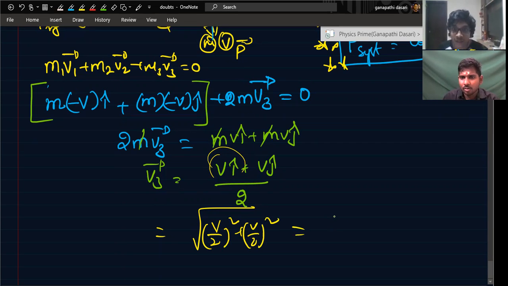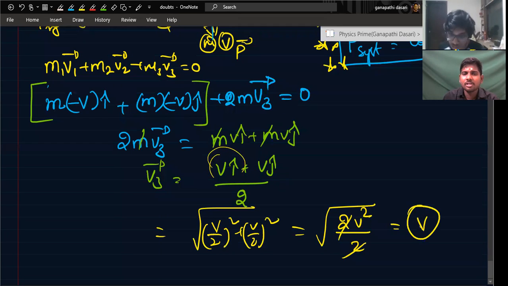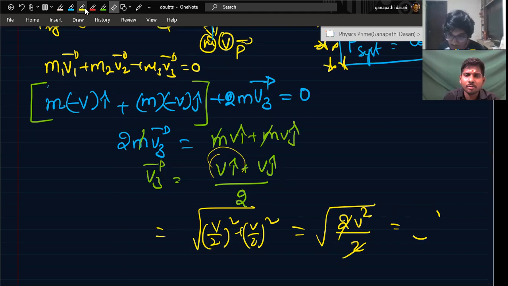To cancel the momentum induced, it is in the opposite direction. So V square by 2 plus V square by 2, that is 2V square by 2, that is V square. No, sorry, it will not have speed V. It will be V square by 4 plus V square by 4, that is 2V square by 4. That is V by root 2. V by root 2.